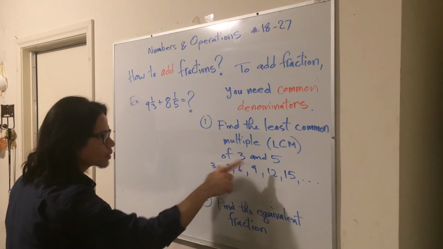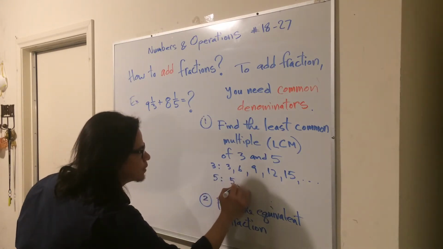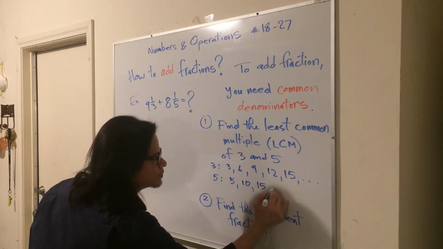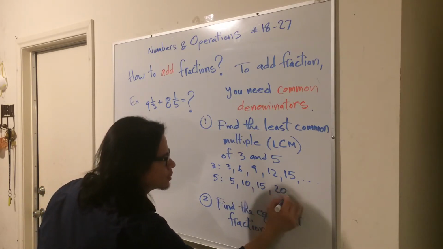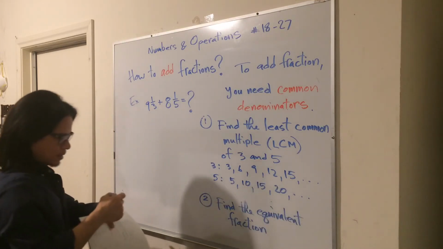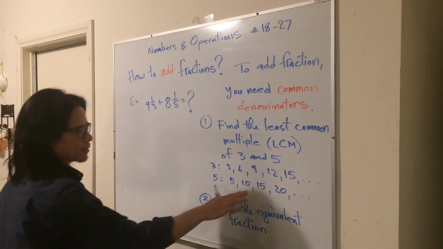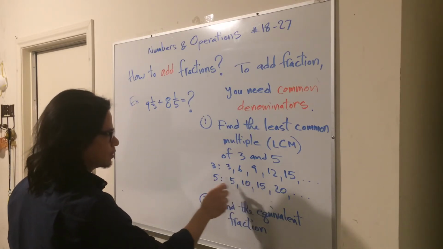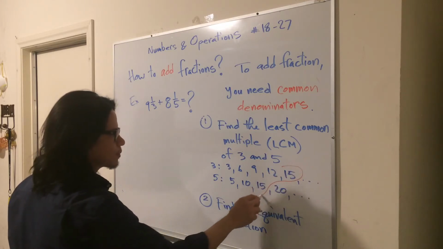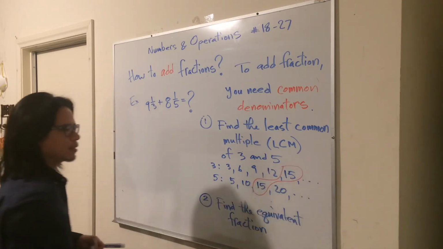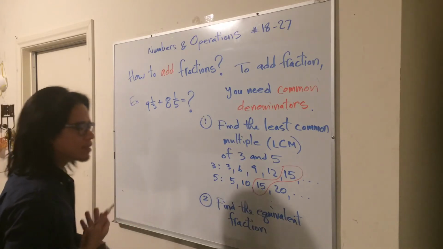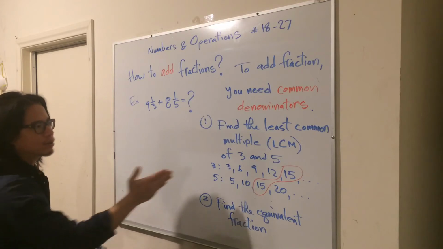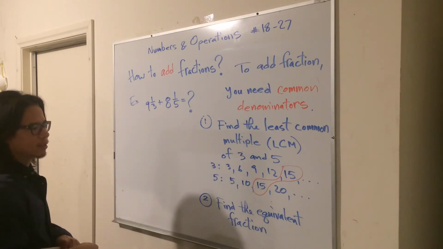Hopefully we'll be able to pull out a number here really quickly. Okay, so 5 times 1 is 5. 5 times 2 is 10. 5 times 3 is 15. 5 times 4 is 20. And hopefully we can identify the number that is in common here. The smallest number that 3 and 5 have in common is 15, based on what I see. Okay, so let's go with that. So the LCM of 3 and 5 is 15.